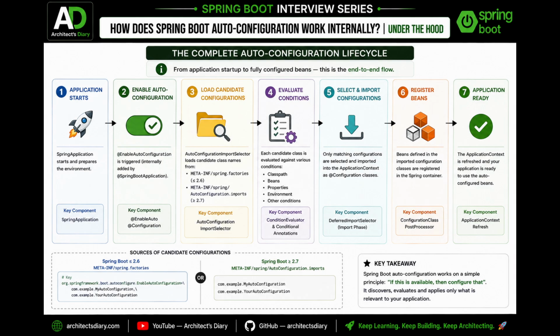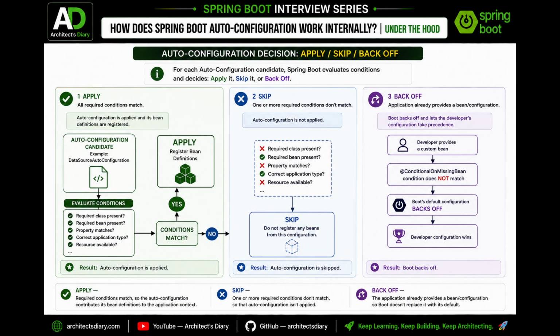The configuration classes contain conditional configuration. Spring evaluates the conditions based on classes on the classpath, existing or missing beans, configuration properties or application type. If the condition matches, the relevant configuration can apply and the bean is registered. If it's not matched, it is skipped. When our application already provides its own configuration, conditions such as @ConditionalOnMissingBean allow Spring Boot's default configuration to back off.